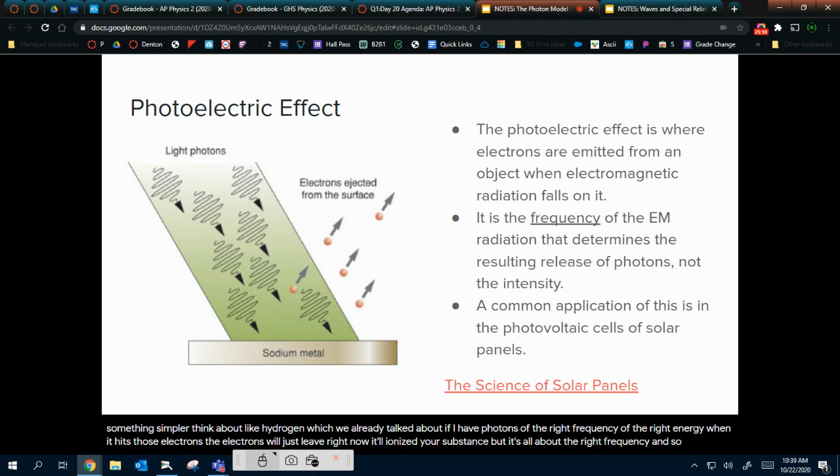And so essentially what they did is they had experiments where they would have this piece of metal hooked up to a circuit.